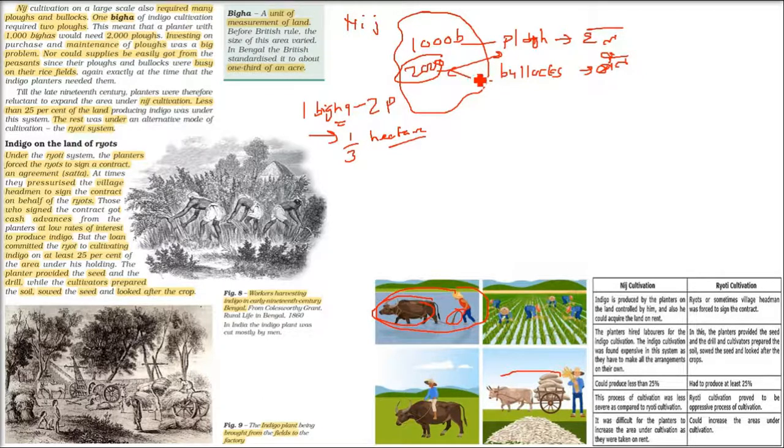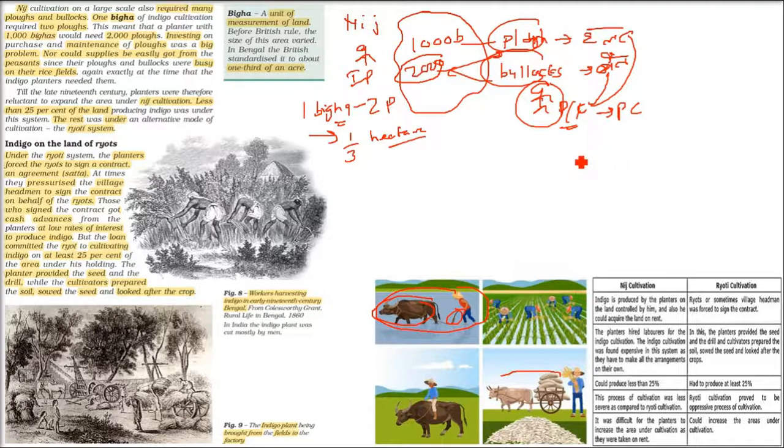How to get this number of ploughs and bullocks? First of all, the planter has to buy them and then maintain them. It was not possible. It is still a problem. Now, they could get a supply from peasants. But as we just said, peasants were already doing their rice cultivation at the same time when the Nij Kheti of indigo was going on. So now the ploughs and bullocks could not be taken or rented or in any way retrieved from these peasants who were doing the paddy cultivation.